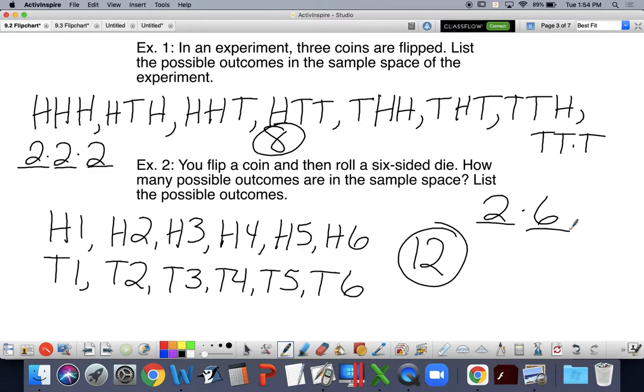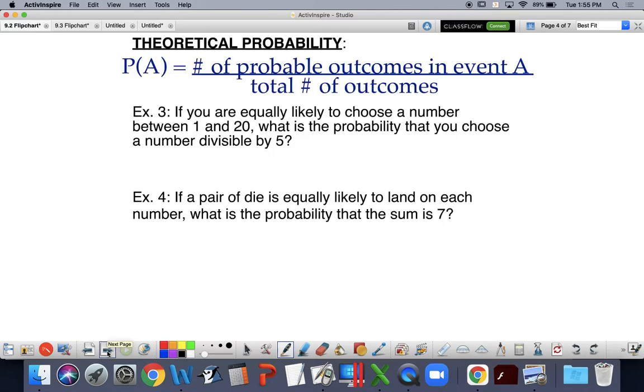So let's get to our learning target, right? If we're going to determine the theoretical and experimental probability, let's make sure we know what that actually is. So let's algebra 2 it up, right? This is the notation that we like to use. It looks a lot like function notation.